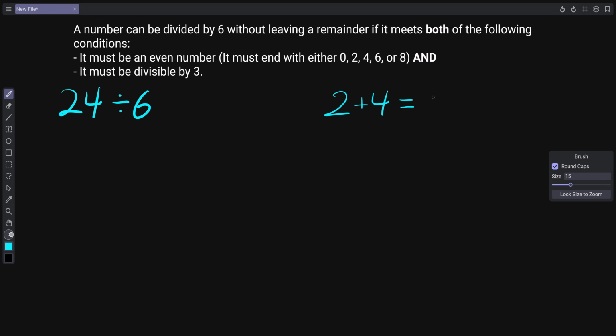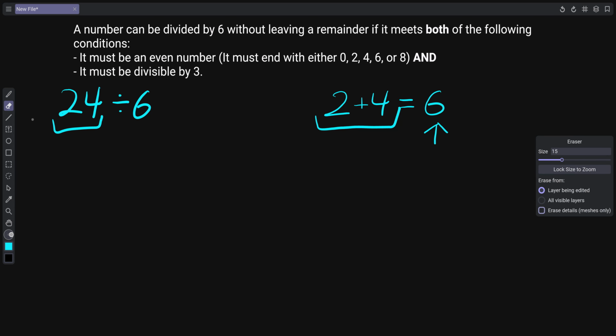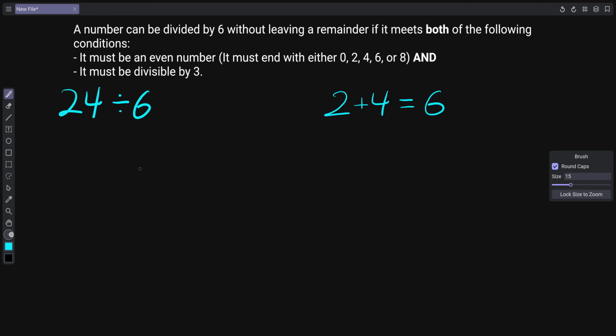And when we add 2 and 4 together, we get 6, and 6 can in fact be evenly divided by 3. And because we know that this can be evenly divided by 3, then we also know that 24 can be evenly divided by 3. So now we know that 24 can be evenly divided by 6 because it meets both of the criteria that we talked about previously. And if we divide 24 by 6, we are going to be left with 4 as our final answer.